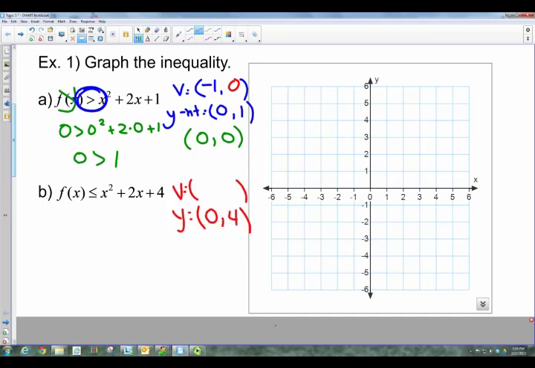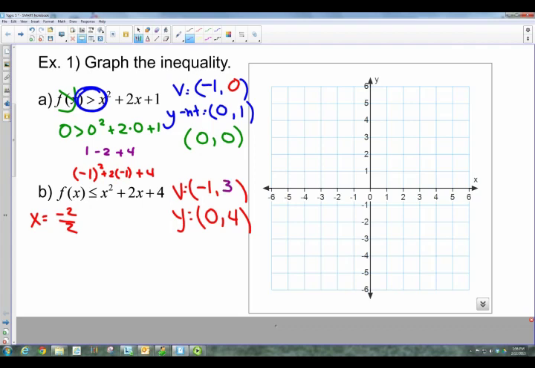The vertex, we're going to do x is equal to negative b, so negative 2 over 2 times 1, which is 2, gives you negative 1 there. We're going to take that negative 1 and substitute it in. So negative 1 squared plus 2 times negative 1 plus 4. Now solving that out, negative 1 squared is 1. 2 times negative 1 is negative 2 plus 4. So 1 minus 2 is negative 1 plus 4 is 3, and there's your vertex.